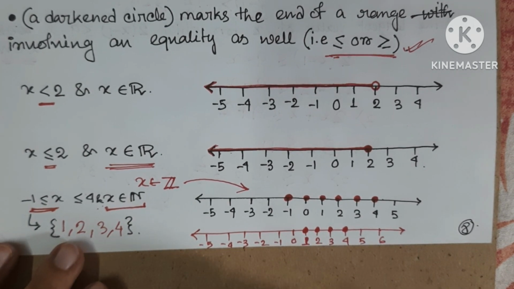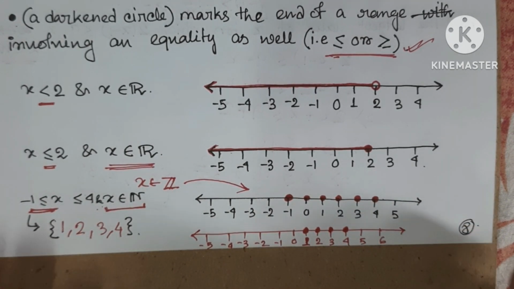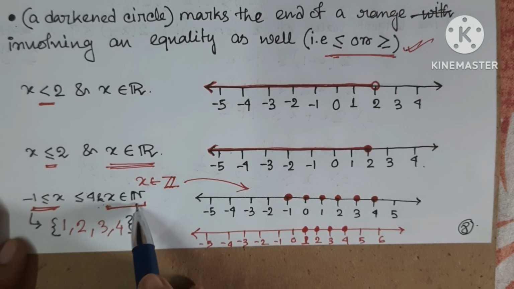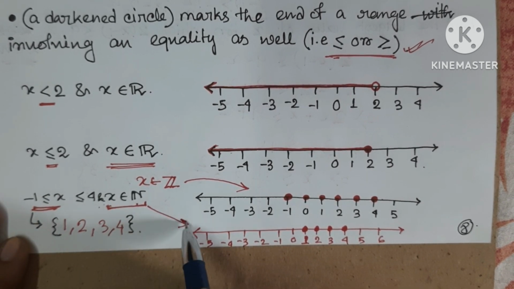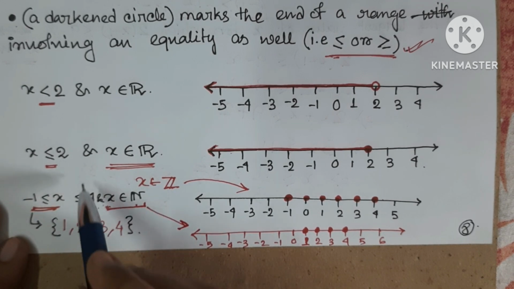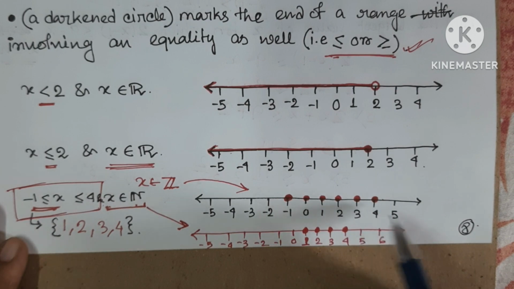Okay, understood? First, I'm really very sorry for that. I made a mistake. If x belongs to N, then that will be the representation, and if x belongs to Z, for the same inequation, the same range of x, you will get this one.